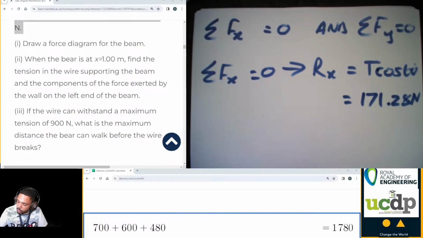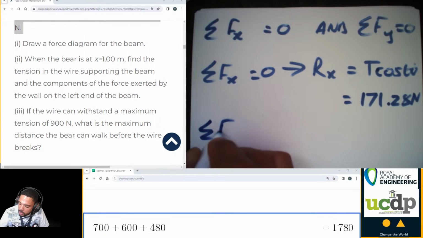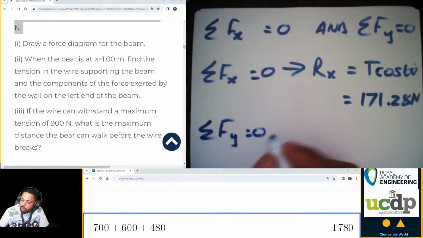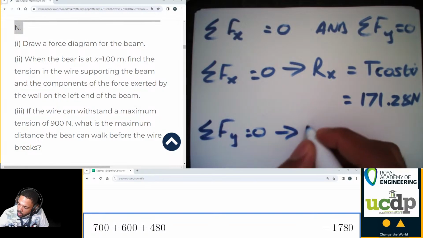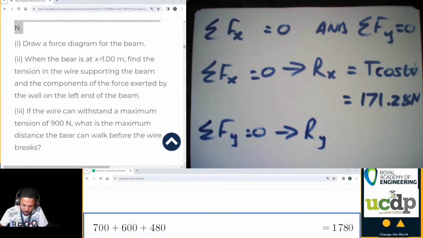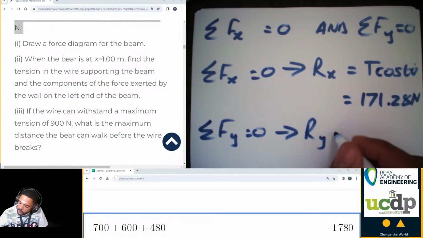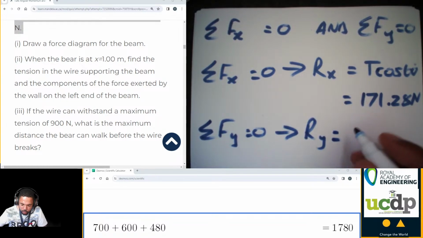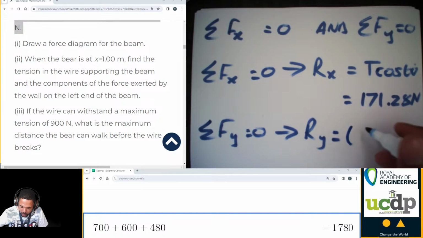Now the sum of the forces in the y direction is a bit more. So Ry is then equal to all the forces going down. We add up all the forces going down and we subtract the forces going up.